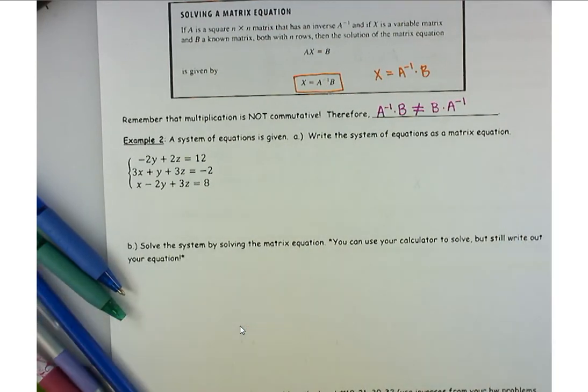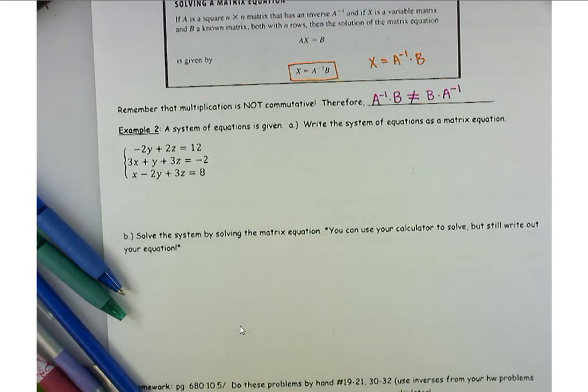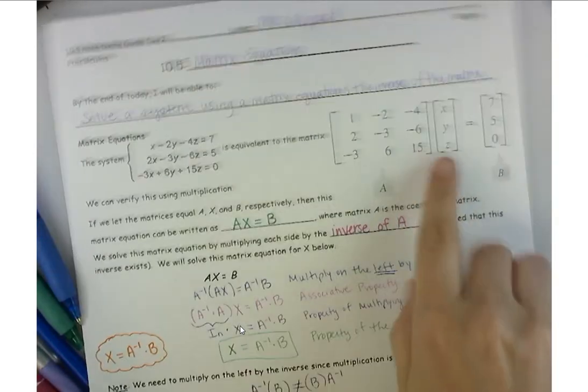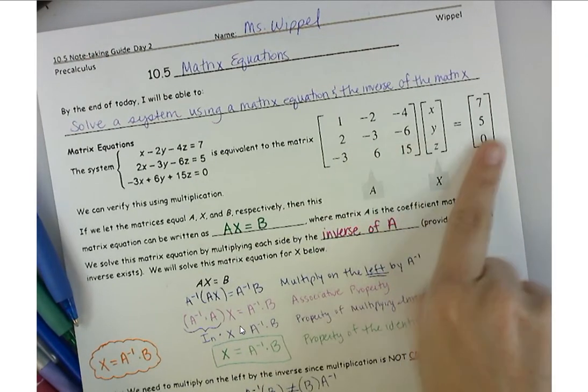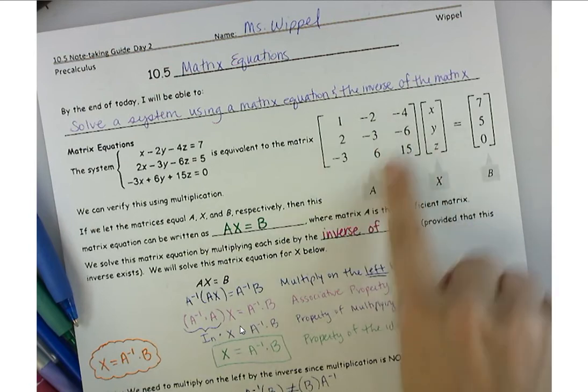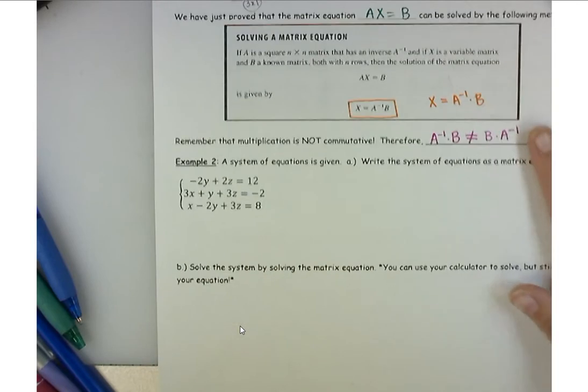For example 2, we're going to do the same thing except you can use your calculator. So I'm going to show you how you can use your calculator to solve. So the first thing we're going to do is write the system of equations as a matrix equation. So a matrix equation is exactly what we had here. Okay, so you're going to have your matrix A, X, and then B. So can you guys try to set that up for part A?